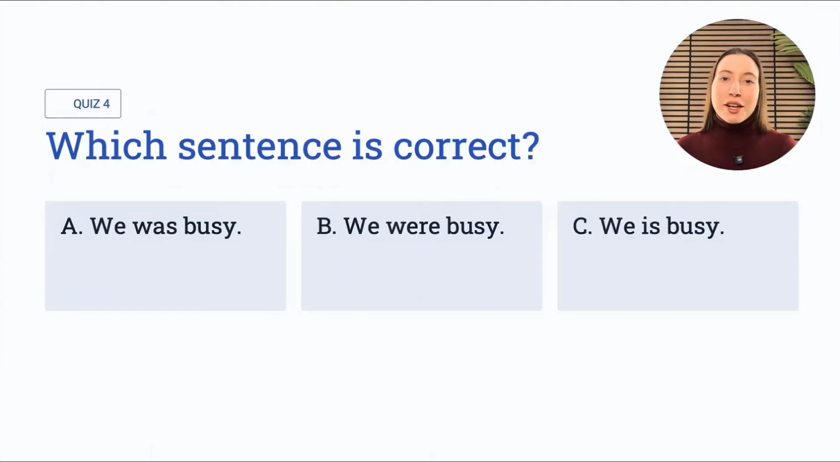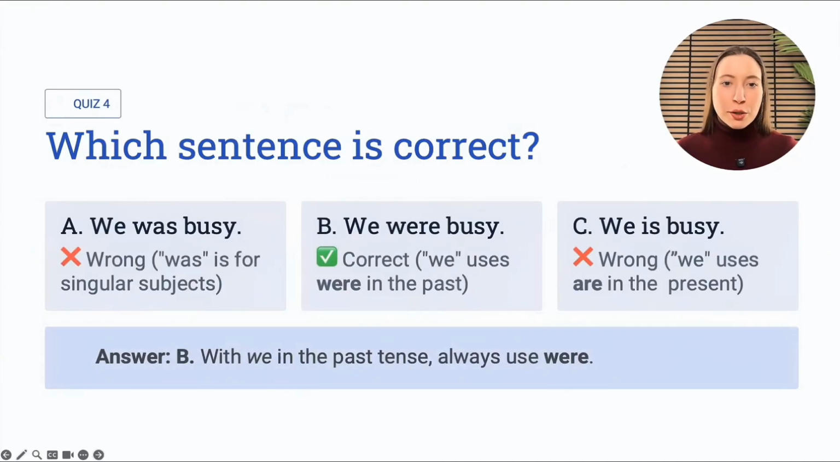Let's do another quiz now. Which sentence is correct? A, we was busy. B, we were busy. C, we is busy. Pause and choose. And the answer is B. We were busy. Because with we in the past tense, we use were.